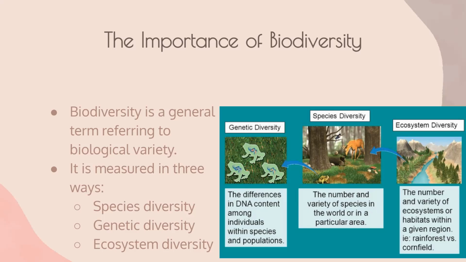So what I want you to see here is these are all related: ecosystem diversity, species diversity, and genetic diversity. If you lose one, you're going to lose the others. And so that is why we talk about biodiversity in terms of these three types.